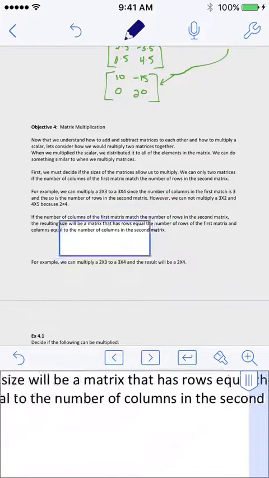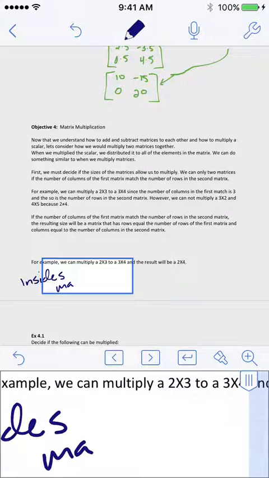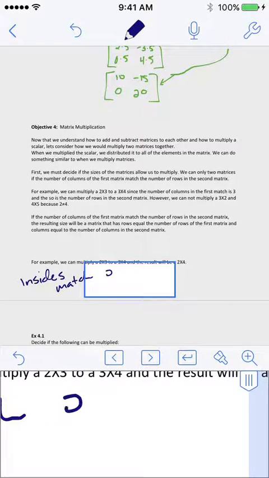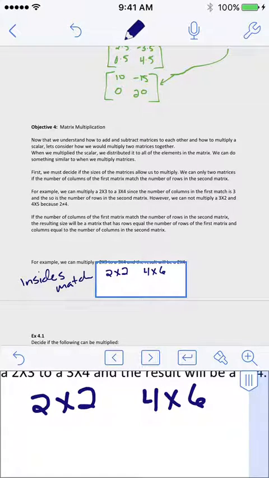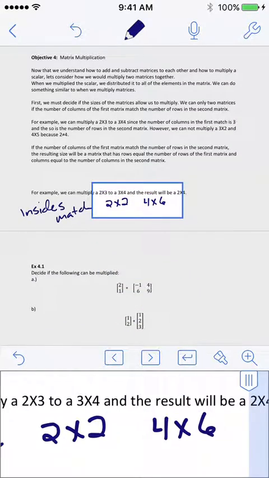Basically, what we need to see is, do the insides match? You might be thinking, what the heck are you talking about? The insides? What insides of what? The entries? What are you talking about? So let's take a look at two different sizes. A 2 by 2, and a 4 by 6. Okay? And then we'll also look at actually, let's just look at the ones down here.